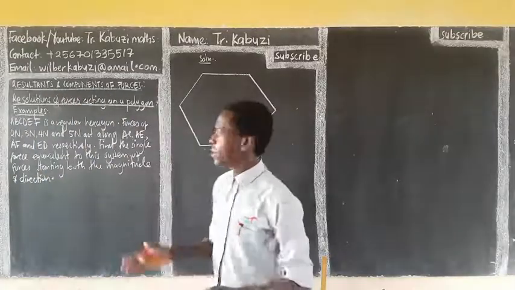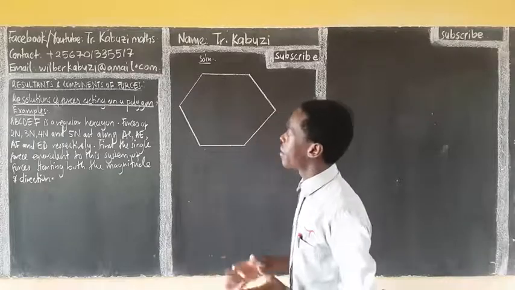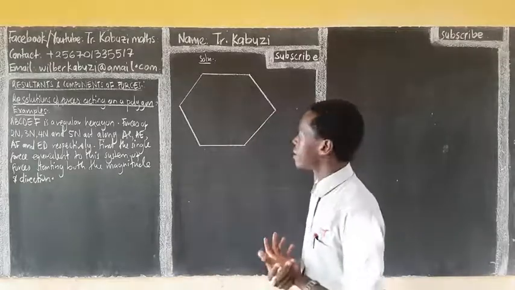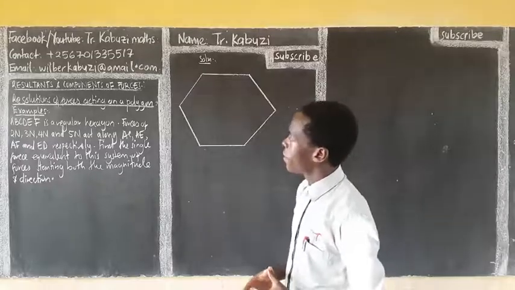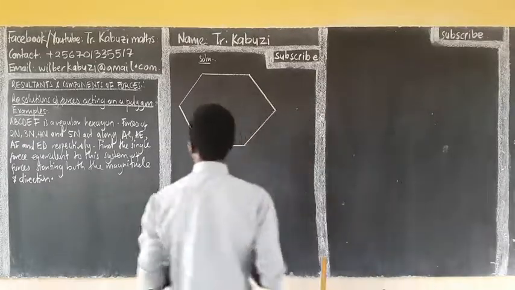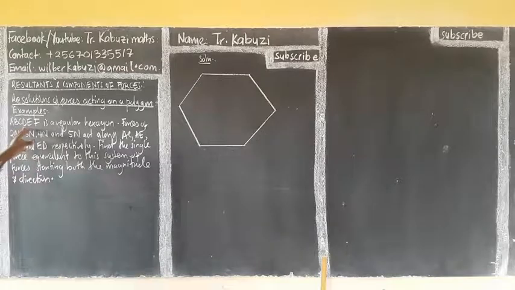Okay, now members, let us concentrate on how we handle a hexagon. A hexagon, if it's regular, all sides are equal. And so let us start by dissecting the question. It says ABCDEF is a regular hexagon, forces 2N, 3N acting along SC.